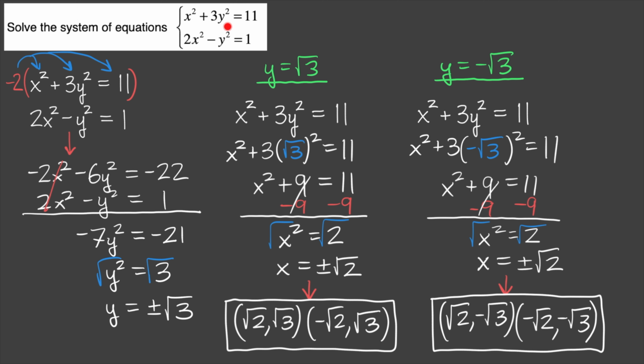Now, the top graph is an ellipse because we have both x squared and y squared, and we have different coefficients, and they're both positive. And the bottom equation is a hyperbola because both x and y are squared, but one of them is negative. So these two graphs are going to intersect at these 4 points.